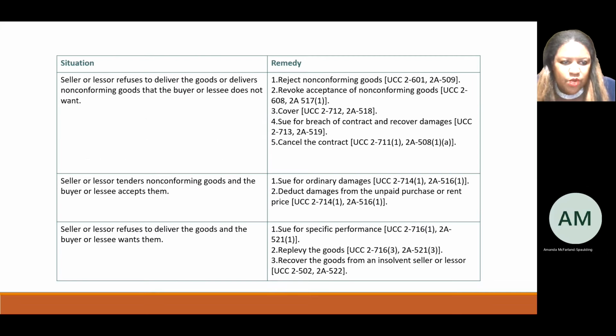This is a table that you will want to memorize. It spells out the situation and then the buyer's remedy. Seller refuses to deliver goods or delivers non-conforming goods, and then there's the buyer's remedy. Seller tenders non-conforming goods and the buyer accepts them. Buyer can sue for damages. Seller refuses to deliver the goods and the buyer wants them, sue for specific performance. So the UCC is very complete in its remedies.